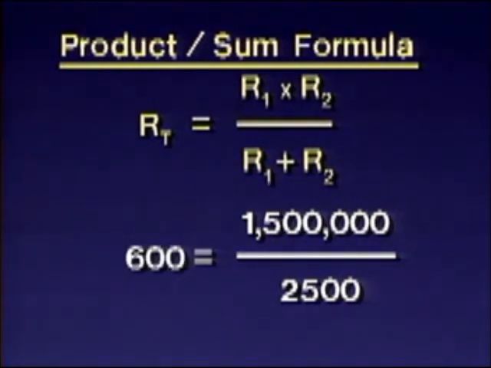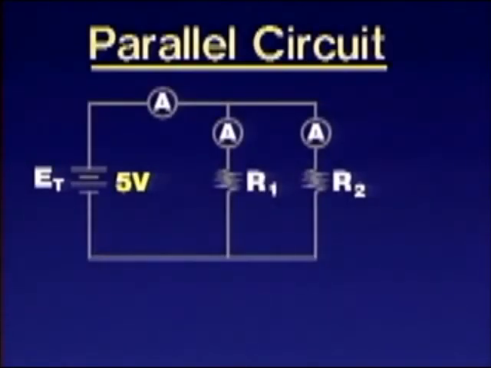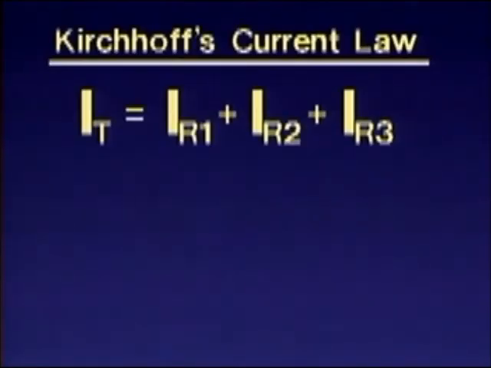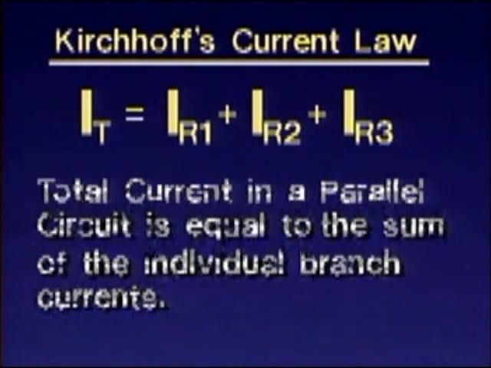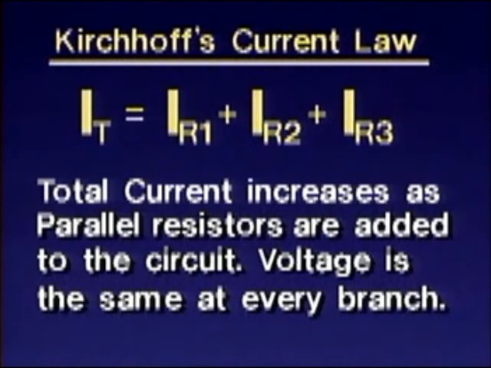Let's stop here and review what you've been shown. Number 1. A parallel circuit is defined as a circuit with more than one path for current to flow, with a common voltage source for each path. Number 2. Kirchhoff's current law states that total current in a parallel circuit is equal to the sum of the individual branch currents. In addition, total current increases as parallel resistors are added to the circuit. However, voltage is the same at every branch in the circuit.